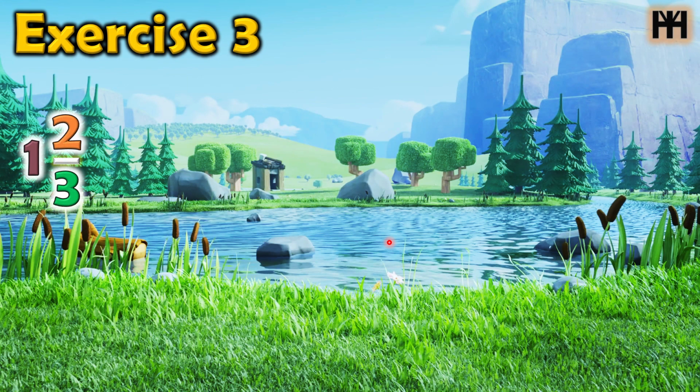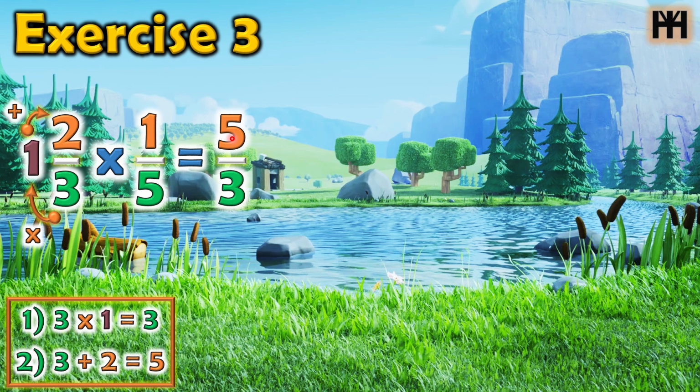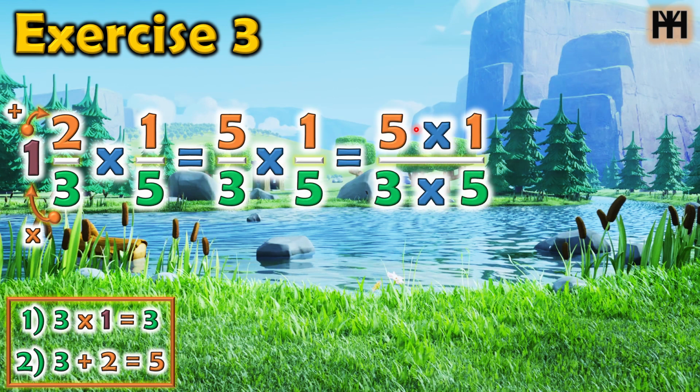Exercise 3. Let's say we have 1 and 2 over 3 multiplied by 1 over 5. So first, let's turn this into an improper fraction. So 3 times 1 will be 3 plus 2. So 3 plus 2 is 5. So this one is 5 over 3. Multiply 1 over 5. So we can skip these 5s because we have 5 up and 5 down, as if we have 5 divide 5. So we can skip them together. So the answer will be 1 over 3.